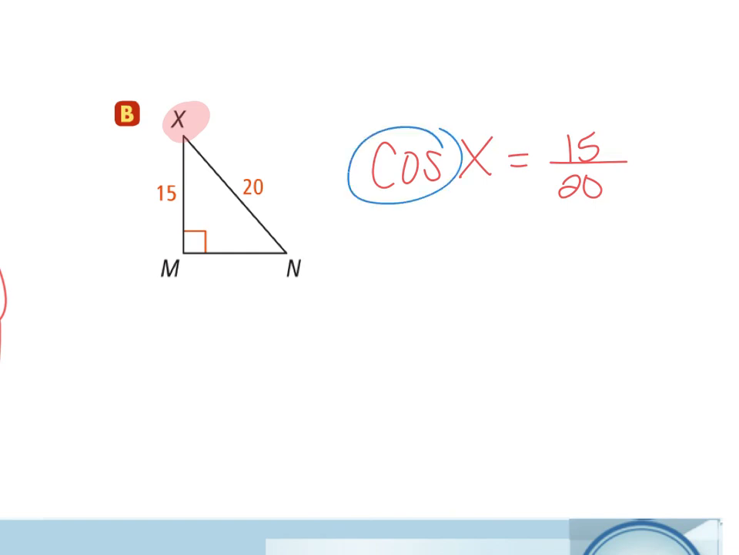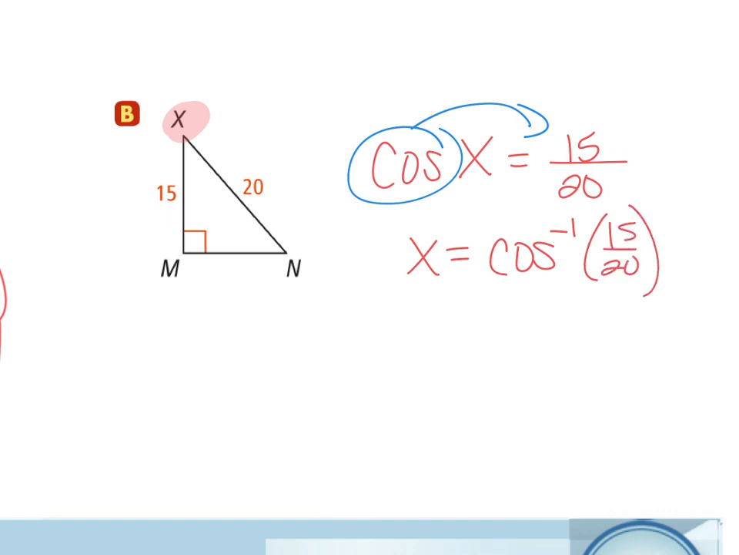Okay, so now we're trying to get the X by itself, so let's move that over. So X equals the inverse cosine of 15 over 20. And type it in your calculator. And you get X equals 41 degrees. So 41 degrees is your answer. And that is it for section 8.3.